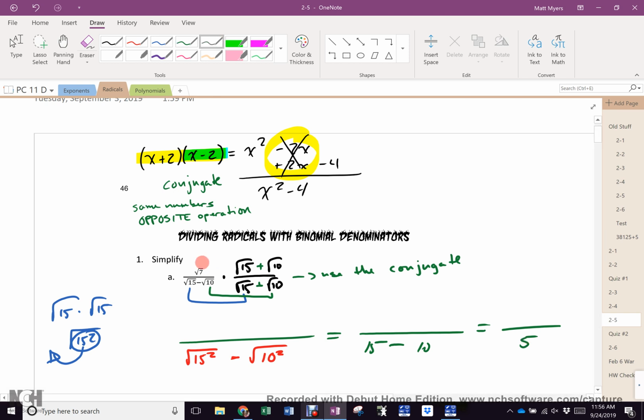Now we only got to deal with the top. Again, I'm going to distribute. So what does this become? The root of what? If you were to write it out as long as possible, because this is notes, we're actually going to write it out. It would be 15 times 7 plus the root of what? 10 times 7, which would get me the root of 105 plus root 70. Did either of those get any simpler?